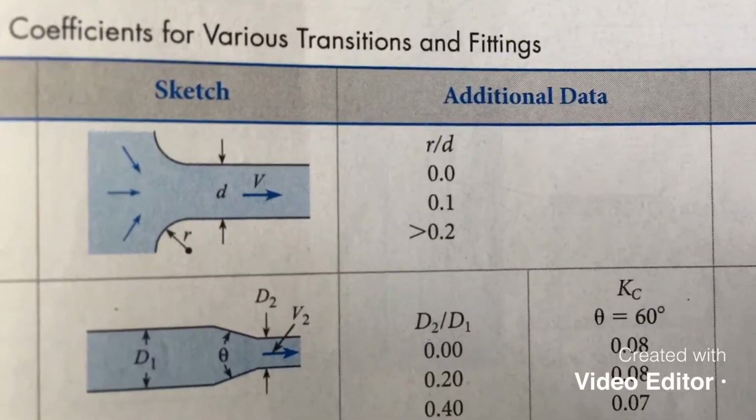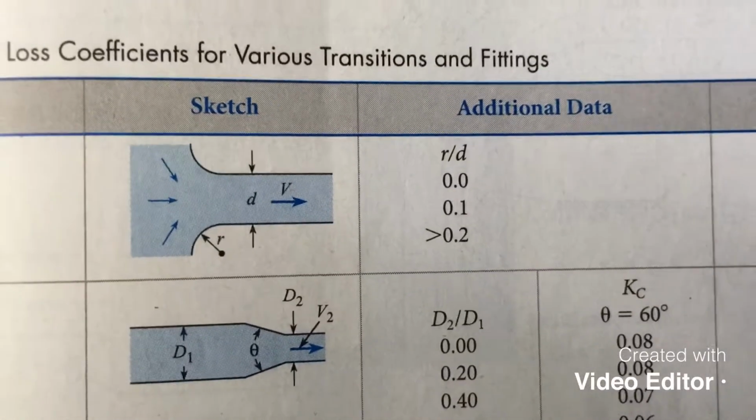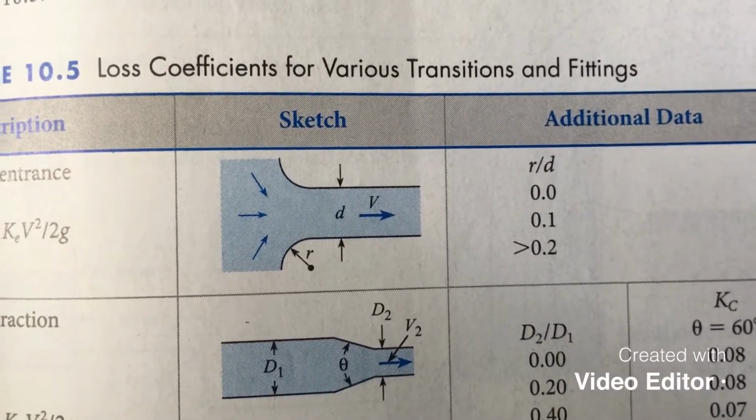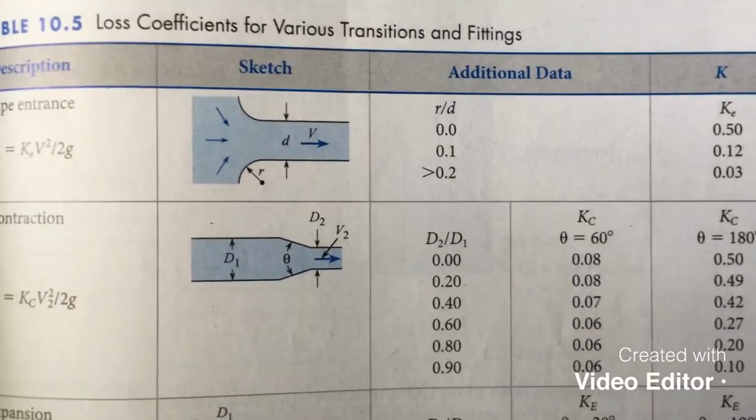So that tells you if you design a piping system, at the entrance you want to make a curvature like this, to gradually get flow into the pipe. Okay, so that's an example. What else?